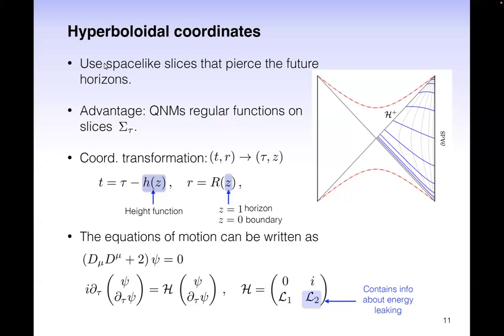Yes, so the Hamiltonian of the system, the evolution operator, is this curly H, which is now a 2x2 matrix of operators. And L1 and L2 are operators themselves, and they include powers of z and first derivatives with respect to z and second derivatives.